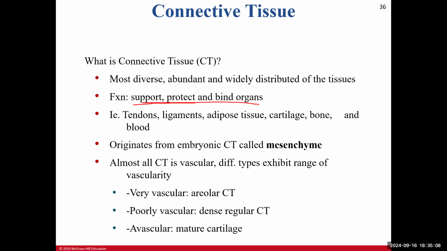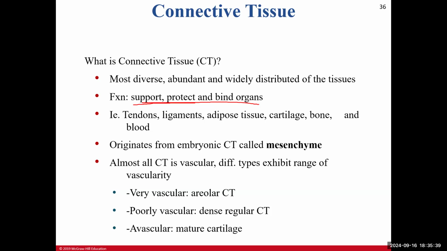Tendons and ligaments: well, one, they support your skeleton. Ligaments hold bones together, and tendons hold muscle to bone, so that's support. You could even say binding organs, because bones are organs, and I could go on and on. Adipose tissue protects tissues because it's around an organ, offering cushioning, and it also provides insulation. We can go through all of these, and we've talked about their functions.